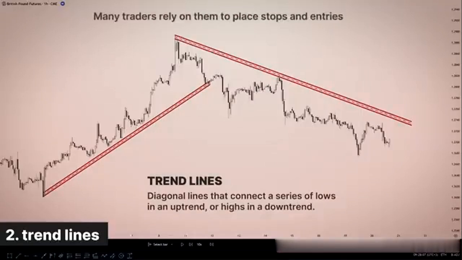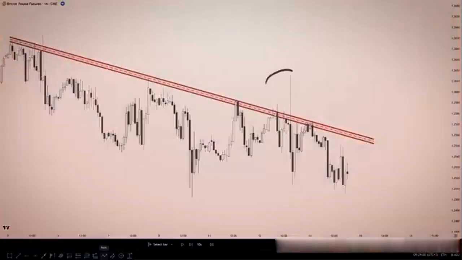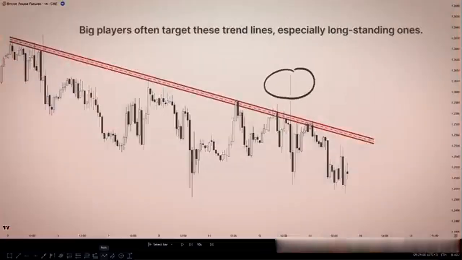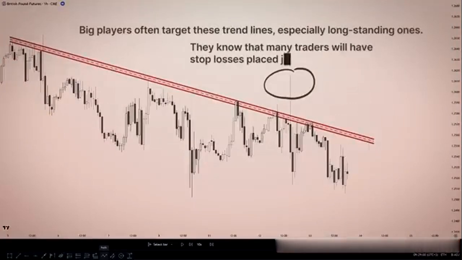They're simple to draw and easy to understand, which is why so many traders rely on them. Big players often target these trend lines, especially long-standing ones. They know that many traders will have stop losses placed just beyond these lines. By breaking a significant trend line, they can trigger a cascade of orders.